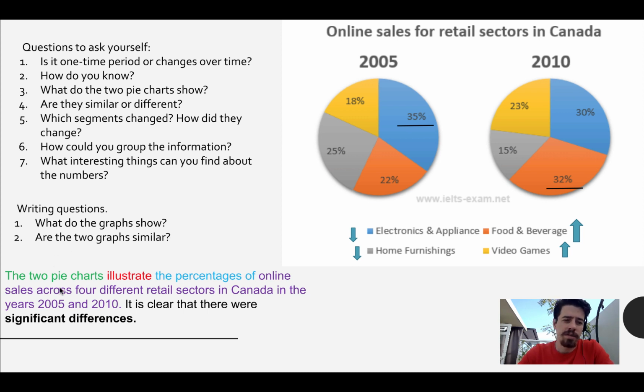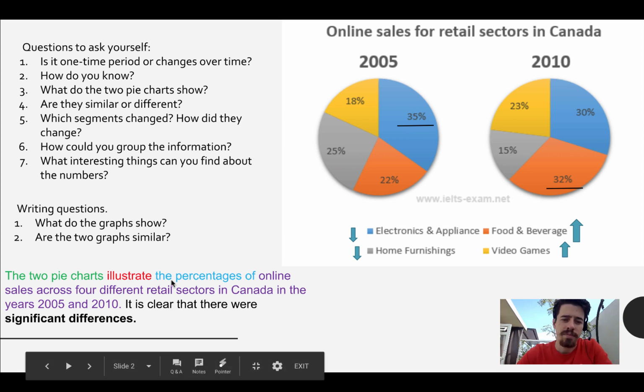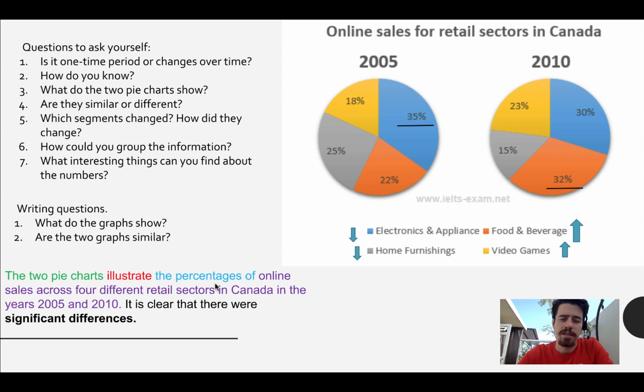Okay, couple of things to note here. 1, pie charts. So it's showing that we know what kind of graph this is. There's 2 of them. So for the verb, we don't need the S for the present simple. Okay, alternatives to illustrate. Shows, but shows is very common. Presents information about. Presents data about. So there's a variety of phrases you could use. The percentages of. Okay, you could have the percentage of as well. Both of those are possible.